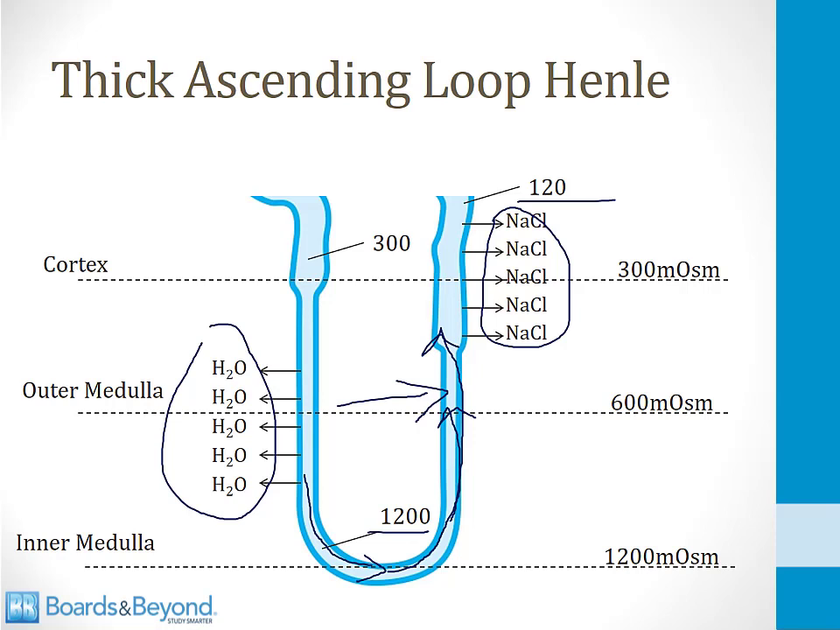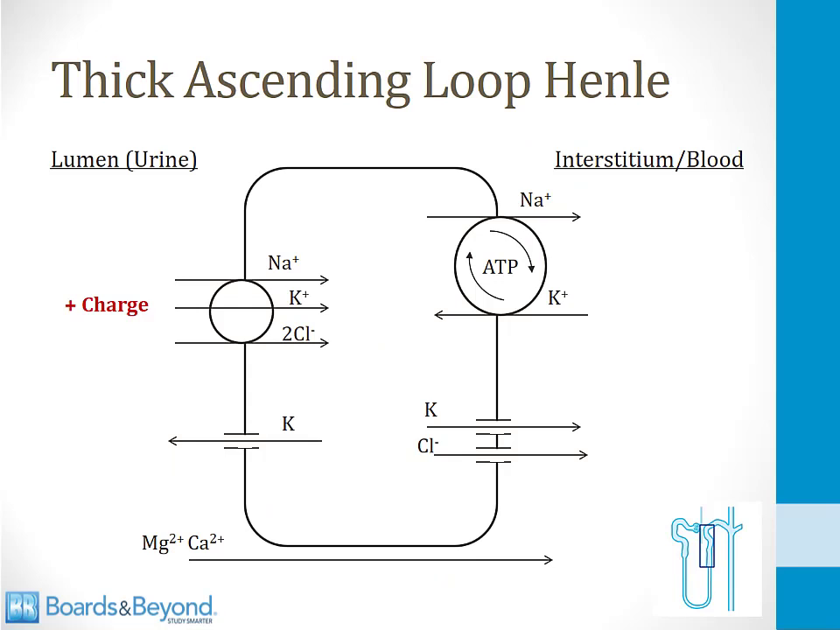You'll also notice in this drawing that the ascending limb has two portions, a thin portion and a thick portion. The thick portion is the most important portion. That's where sodium chloride is actively reabsorbed to take that tubular fluid all the way down to a very dilute and low osmolarity of 120. Sodium and chloride are reabsorbed in the thick ascending limb of the loop of Henle by a very important pump that reabsorbs sodium, potassium, and two chloride ions. This is the same pump that is inhibited by loop diuretics, which I talk about in the diuretic module.